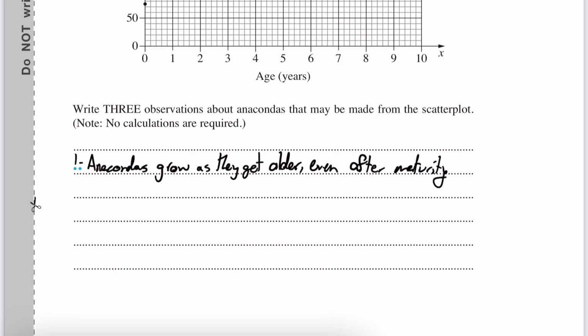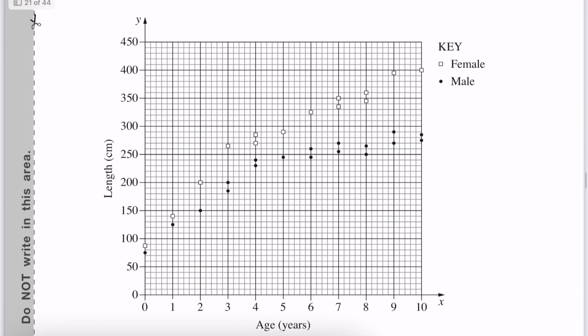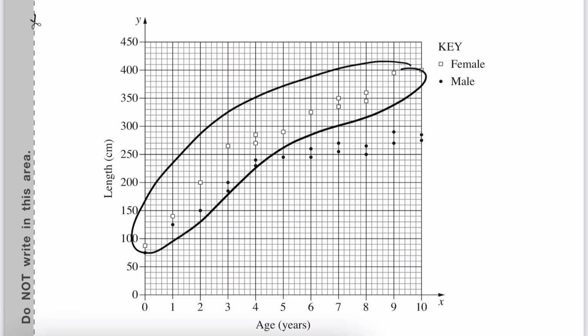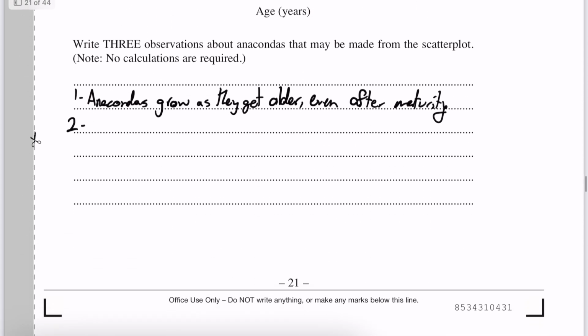So I wouldn't just say anacondas grow as they get older. Adding that extra layer of detail, where even after maturity, is really, really important, because it conveys to the marker that you really are understanding the data and making some solid observations. What's another observation we can make? Well, we can notice that consistently, the length of females is larger than that of males, okay? So that's another observation that we can make.